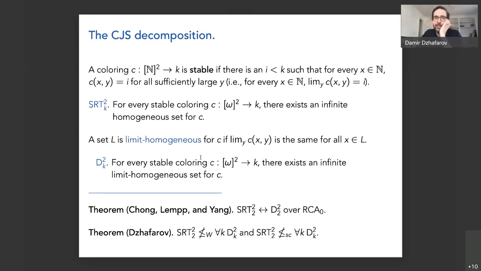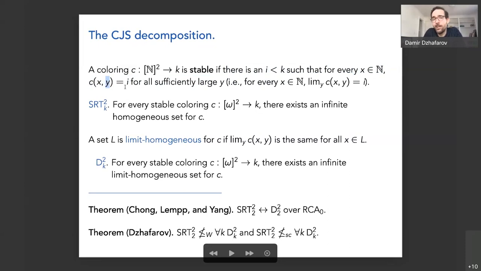So we need a bit of background here. So we're only looking at Ramsey's theorem for pairs now. So n is 2 always, right? The exponent is always 2. So a coloring like this is stable, a k-coloring is stable, if there's some color. There's a typo here. These two should be reversed. So if for every x in the natural numbers, there is a color so that C of x,y is equal to that color for all sufficiently large y, right?